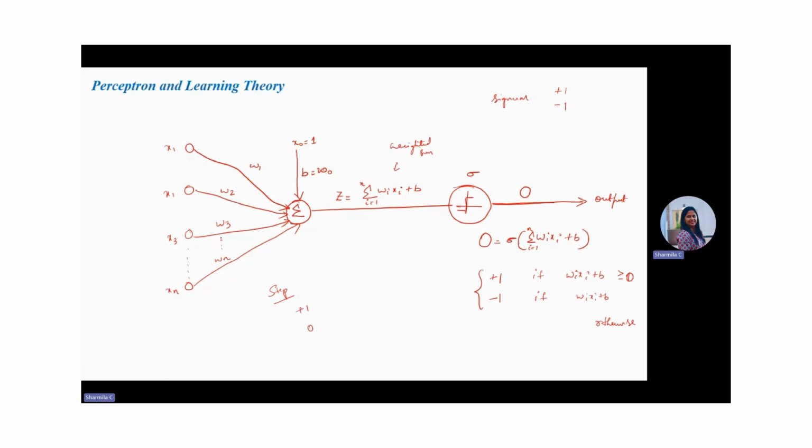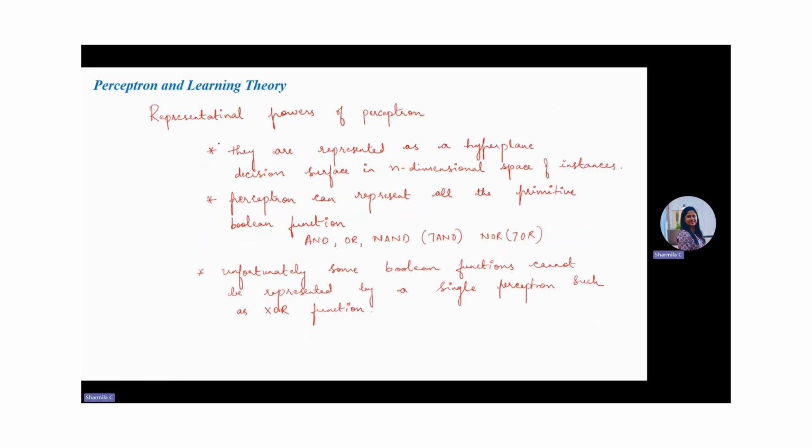So this is the working of one single neuron. Like this, in an artificial neural network, we can have more than one neuron. So this is a simple perceptron, a single neuron, and this gives the working of your single neuron. With this, we'll see what the representational power of the perceptron is.